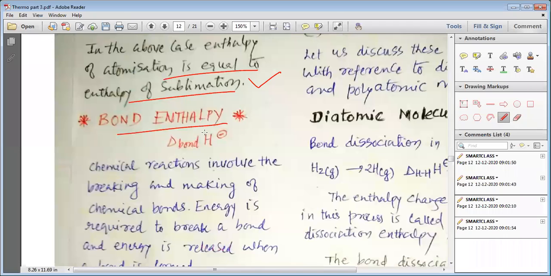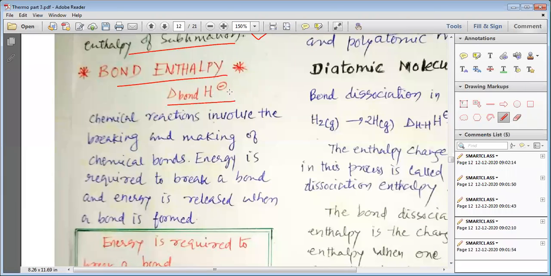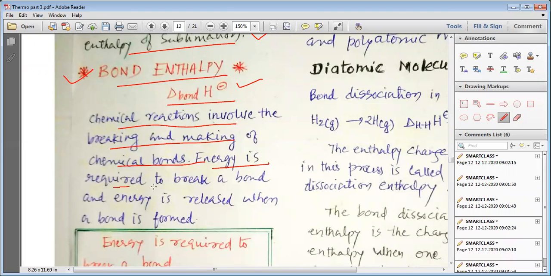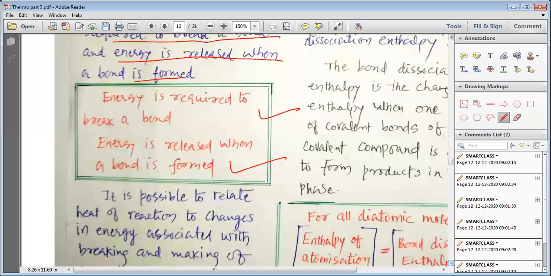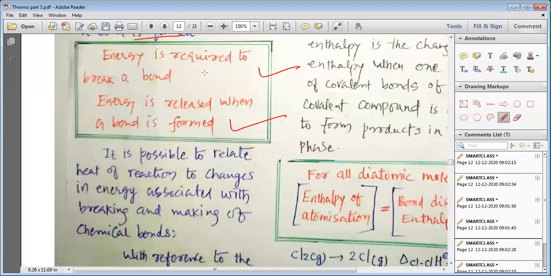Now, my dear students, we want to understand the bond enthalpy, which is known as delta bond H bar. So let us understand what bond enthalpy is. Chemical reactions involve the breaking and making of chemical bonds. Energy is required to break a bond, and energy is released when a bond is formed. Please remember that energy is required to break a bond, and energy is released when a bond is formed. So when a bond forms, energy is released. When we want to break a bond, energy is required.